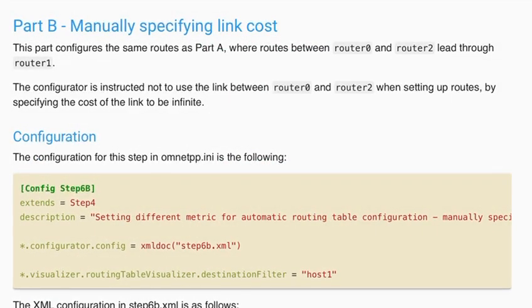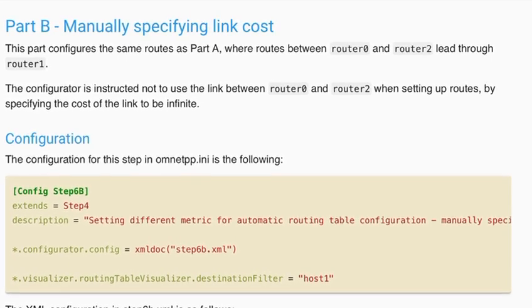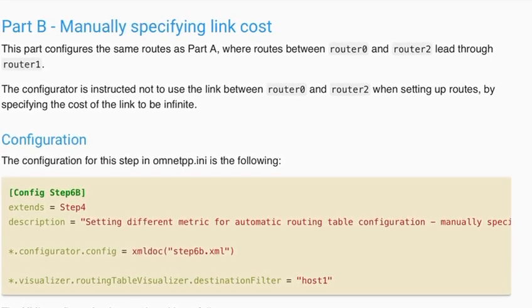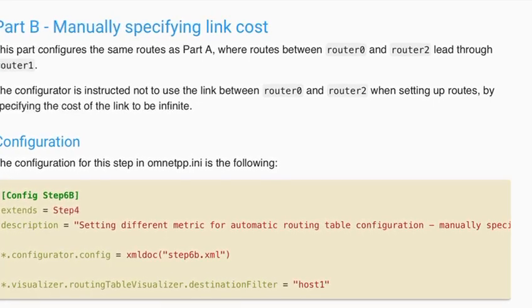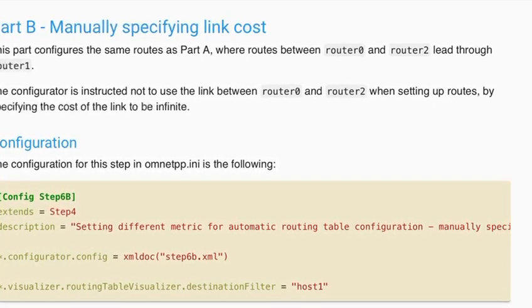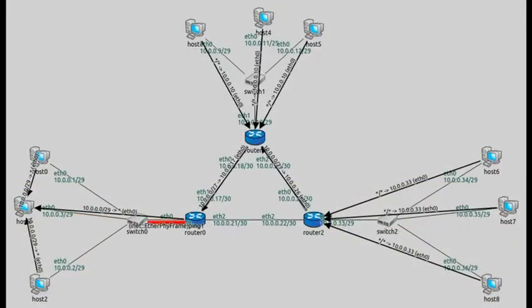In part B, manually specifying link cost. This part configures the same routes as part A, but we will specify the route: host 1 to switch 0, then router 0, next router 1, then router 2 to switch 2, finally to host 7. The routes are the same as in part A, where the data rate metric was used, and routes didn't use the 10 Mbps link between router 0 and router 2. In this part, the link between router 0 and router 2 is turned off by specifying an infinite cost for it.